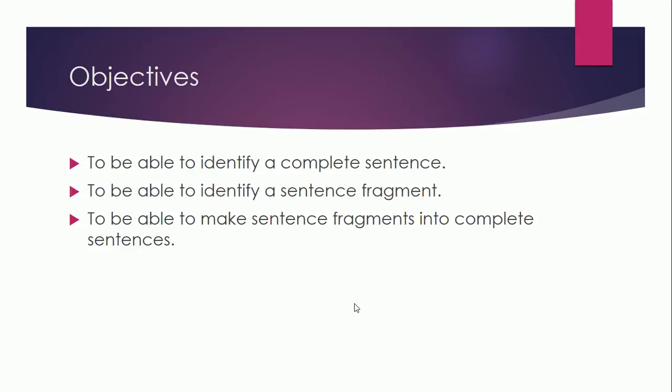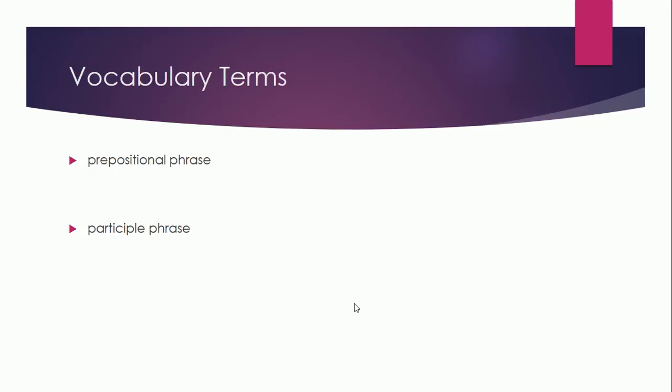So our objectives for today: we are going to be able to identify a complete sentence, and we will be able to identify a sentence fragment so we know how to fix it, and we will be able to make sentence fragments into complete sentences. Some of the vocabulary terms that we're going to look at today: prepositional phrase and participle phrase.